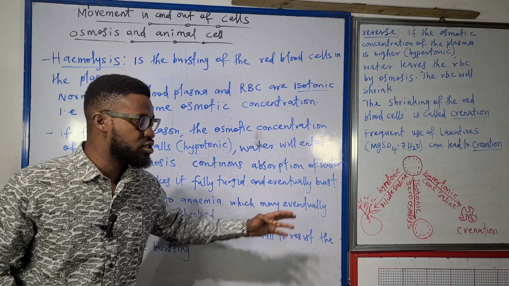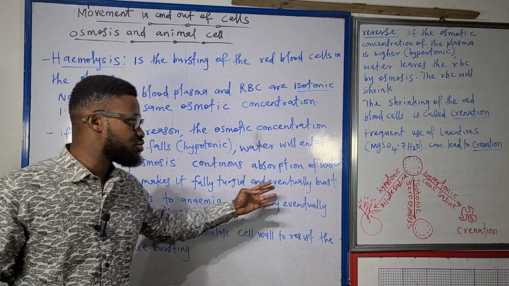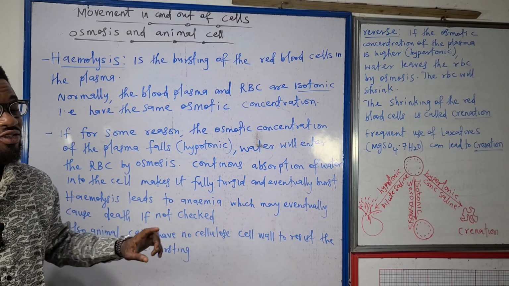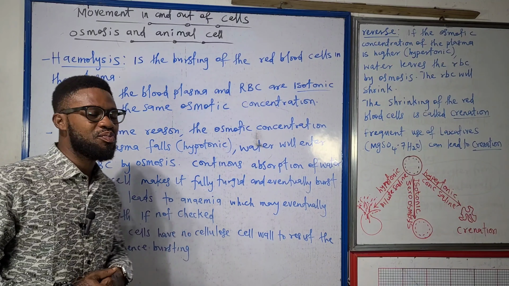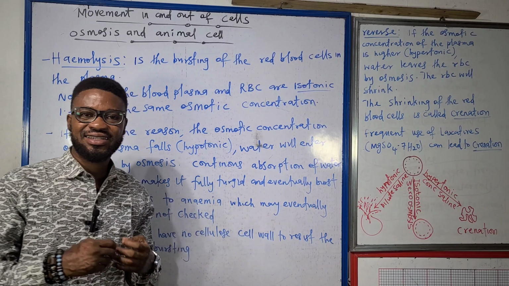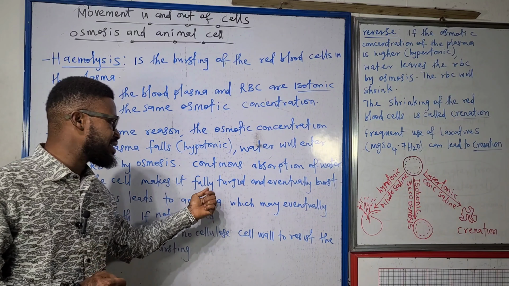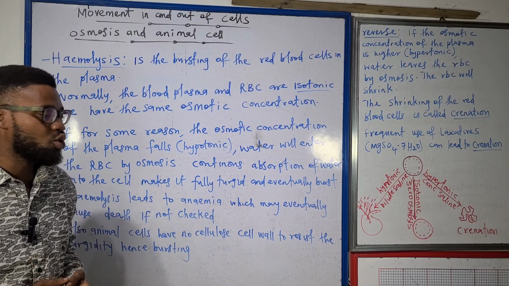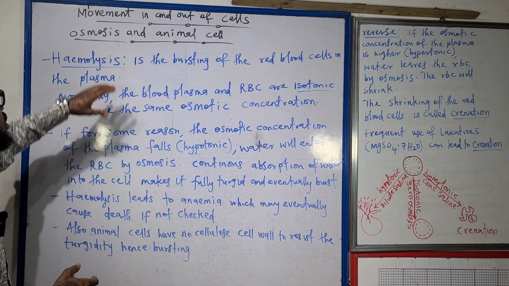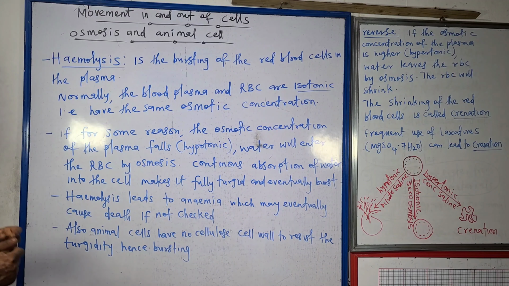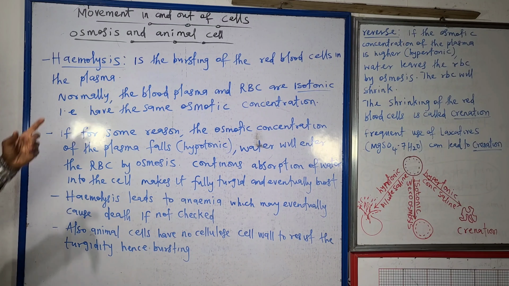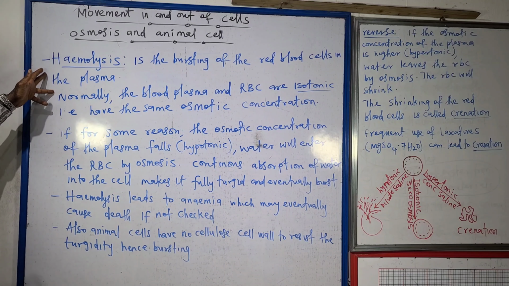Why is it going to burst? Why is it that it cannot resist turgidity as we have in the case of plant cell? It is very simple. The cell membrane is thin and cannot withstand the turgor pressure. So the cell will eventually burst. So the bursting of the red blood cells, when the red blood cells are placed in a hypotonic solution, in this case, the plasma, is what we call hemolysis.